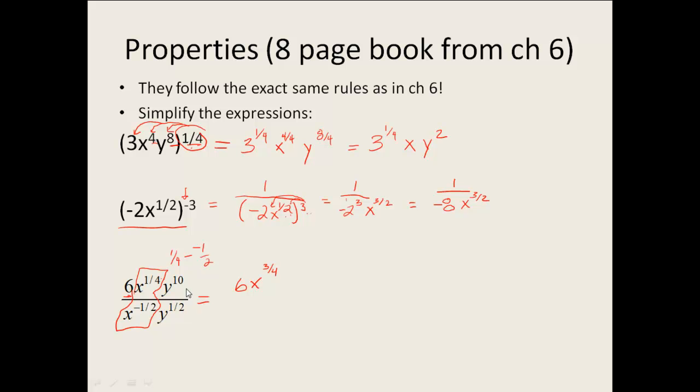Now I'm going to look at my y's. I've got y to the 10th over y to the 1/2. I'm going to use that division rule again that says I need to subtract my exponents. So I'm going to take the 10 minus the 1/2 and end up getting y to the 19/2. Make sure you leave that as an improper fraction and not a mixed number. We don't want 9.5 as an exponent. We want to leave it as 19/2.